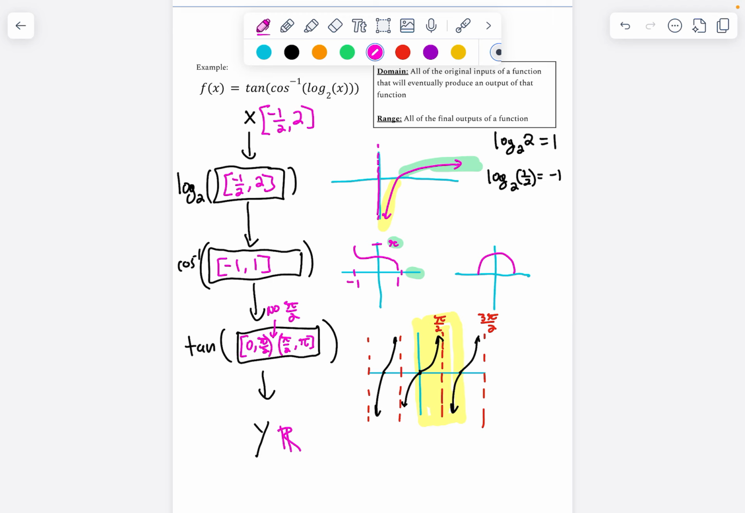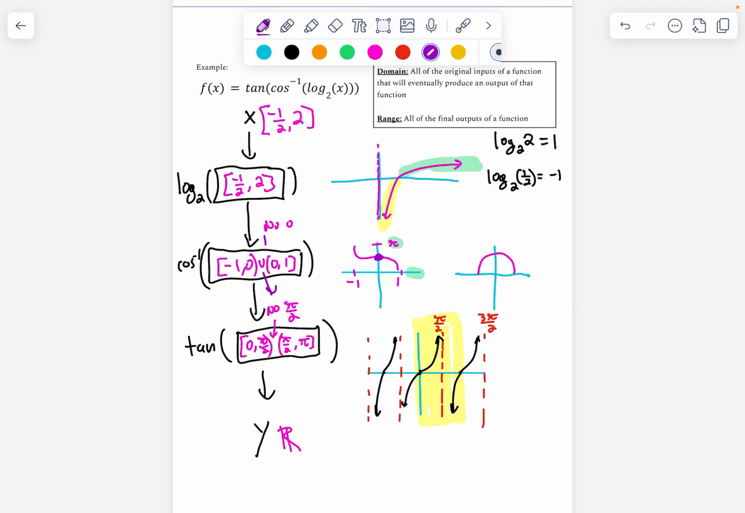So now we have to work our way back up the chain. Arc cosine of what led us to pi over 2? Well, arc cosine of 0 was pi over 2. So we have to take out 0. So we're going to say -1 to 0 and 0 to 1. So we should have no 0.